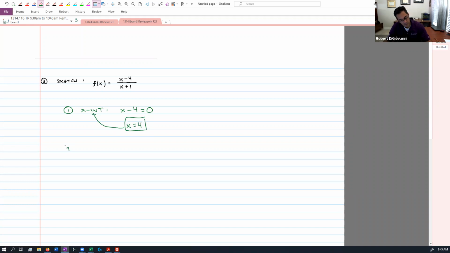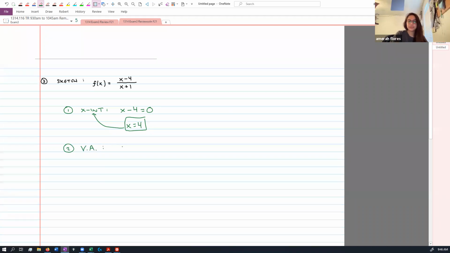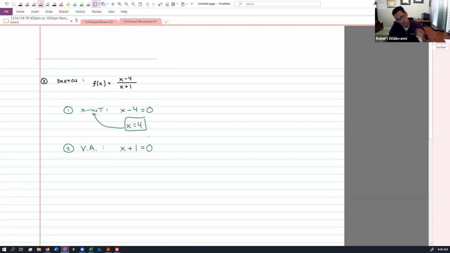The second step: vertical asymptotes. You set the bottom equal to 0 to find those, right? And you solve for that, you get x is -1. That's your only vertical asymptote. So you need to understand the difference between those two things on your graph. The x-intercept is a point, and the vertical asymptote is that dotted barrier that forces your function up or down, all right?